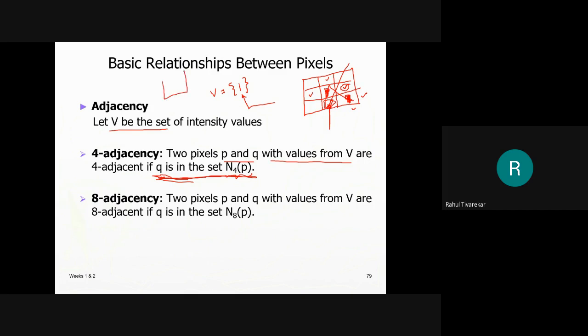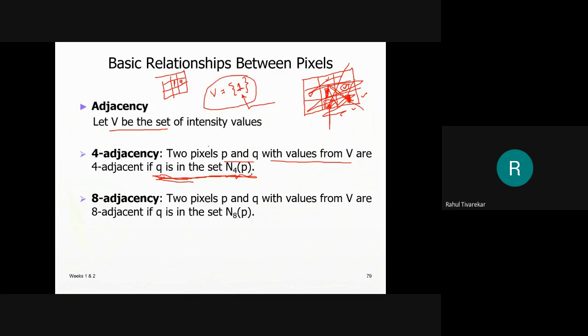In this example, suppose pixel P and pixel Q are situated like this. I made a mistake. Suppose this is pixel P and this is pixel Q. Then P is a four neighbor of Q, and Q is a four neighbor of P. This I was explaining about the eight neighbor, just forget about this. So here P is a four neighbor of Q and Q is a four neighbor of P, and both of those elements have value 1, which is present inside set V. This is the given set V.